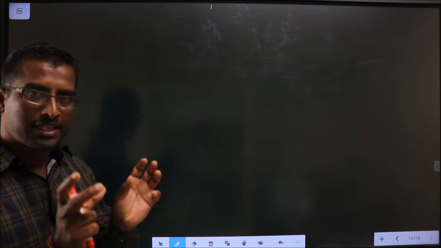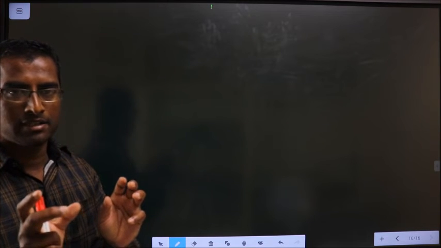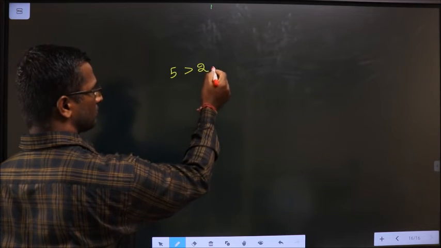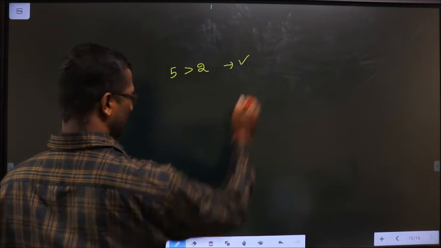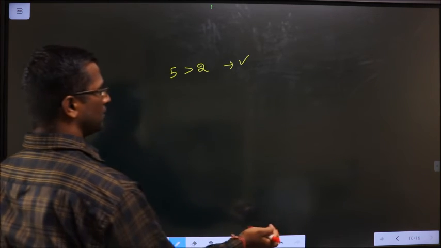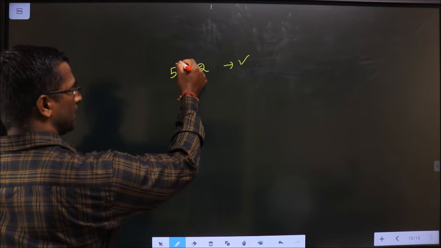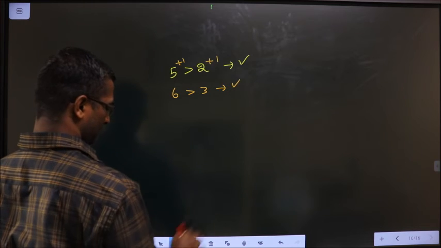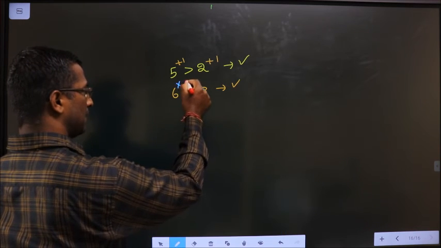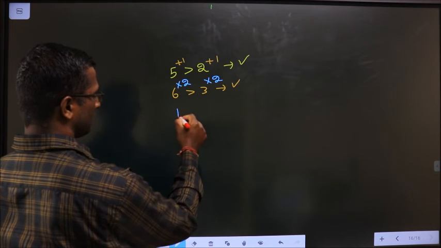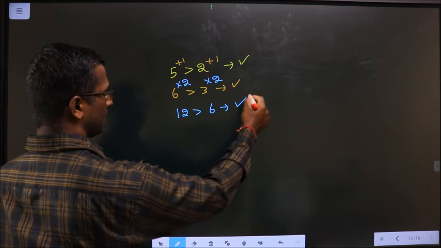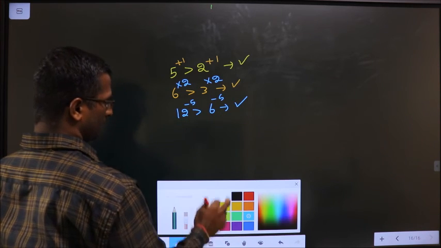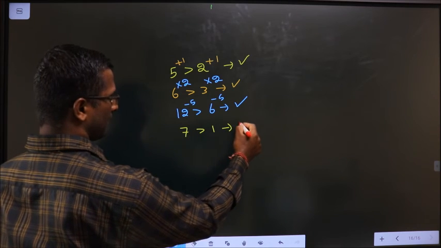I think with this example I will make inequalities clear. See here. If I write 5 greater than 2, it's correct, right? Next, if I add 1 on both sides, still correct, no change. Next, if I multiply by 2 on both sides, so 12 greater than 6, still correct, no change. If I subtract 5, I get 7 greater than 1, still correct, no change.